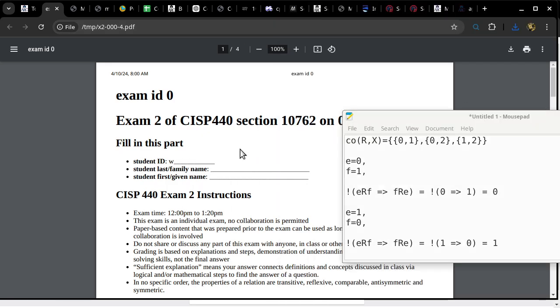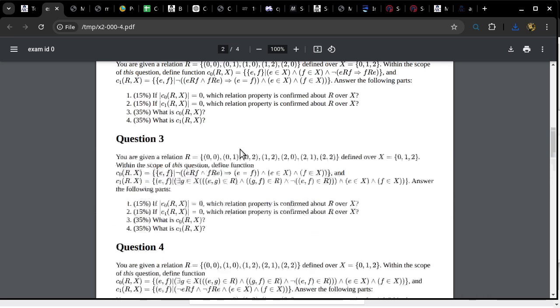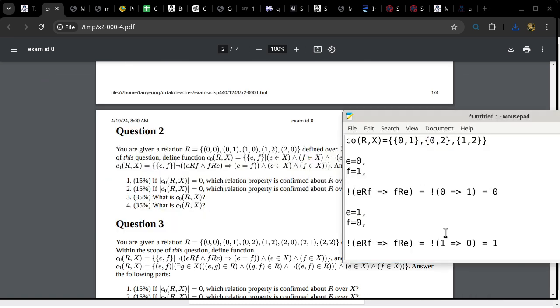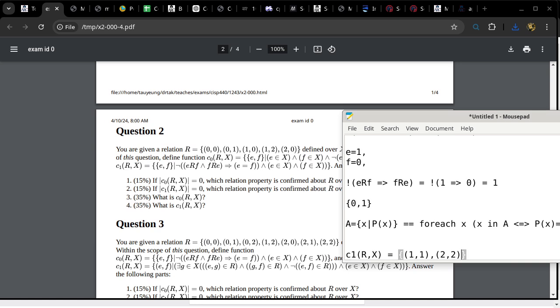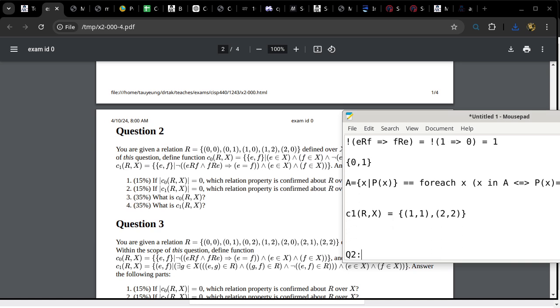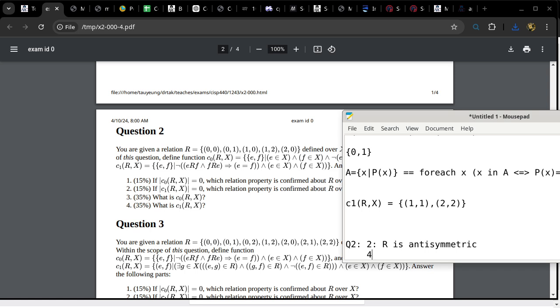Right, we were working on question number 2. So for Q2 part 2, the answer is R is anti-symmetric. For Q2 part 4, in this case, the answer is going to be 0, 1 as elements of a set, and the set itself is the element of the answer returned by C1. Is that okay?